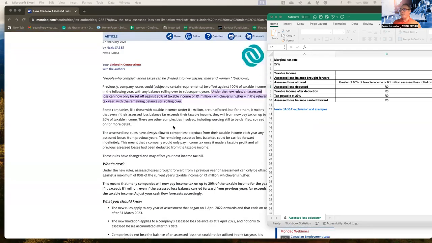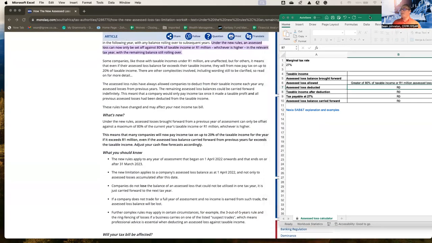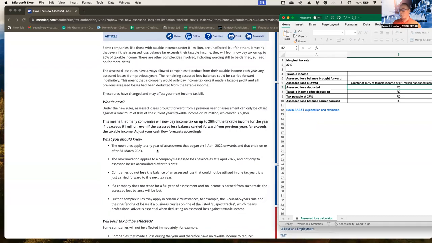So firstly, I'd like to explain when the new rules come into play. Obviously, we are now toward the end of 2023, so they are applicable now. But for those who are unfamiliar with this, it is important to know when doing tax planning going forward for their company. The new rules apply for any year of assessment that began on the 1st of April 2022 onward, and that ends on or after the 31st of March 2023.